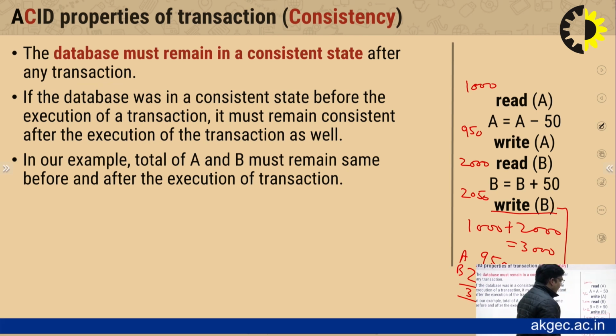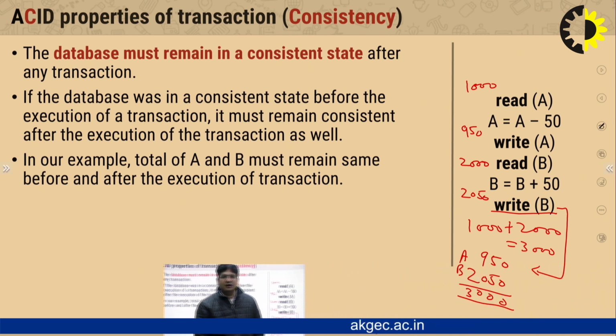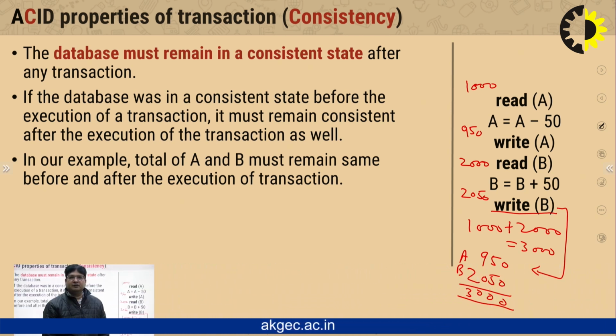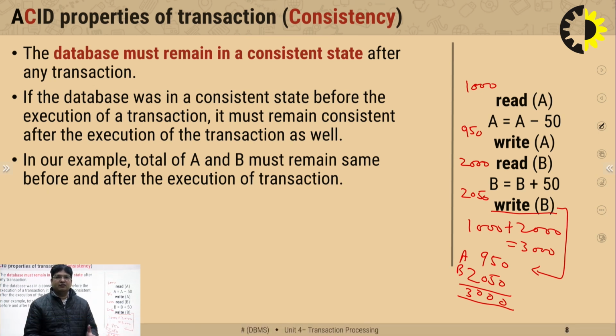Now we are seeing the total value after the transaction and before the transaction. Before the transaction, the total value of A and B was 3000, and after the transaction, the total value of A and B is 3000. That is, the total remains the same. That is, the database is in a correct state. This is known as the property of consistency, which every transaction is supposed to maintain.